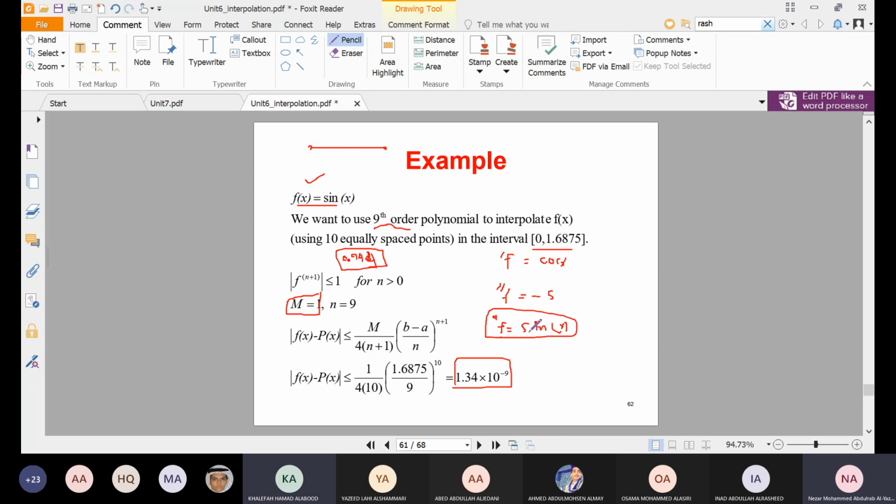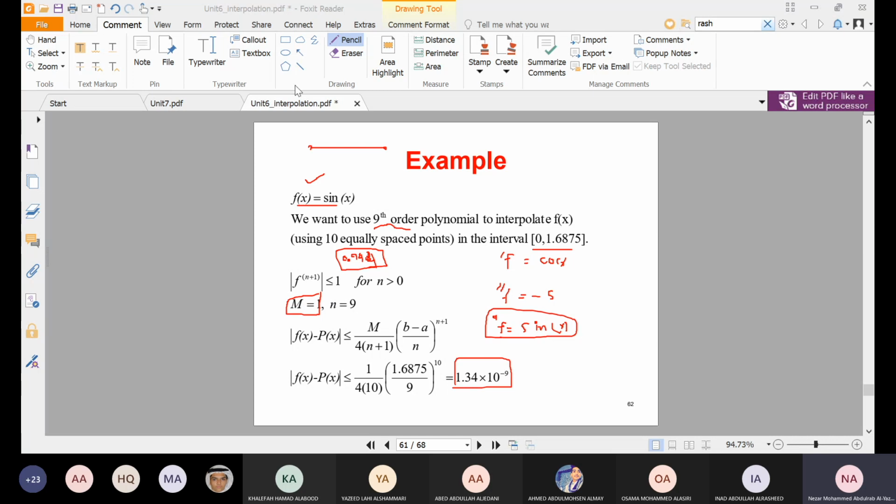Okay, and 1.6875 is in radians. Which one? Yeah, radians. Okay. I just checked it, yes, I used the online calculator. It is radian. Yeah, it should be radian.